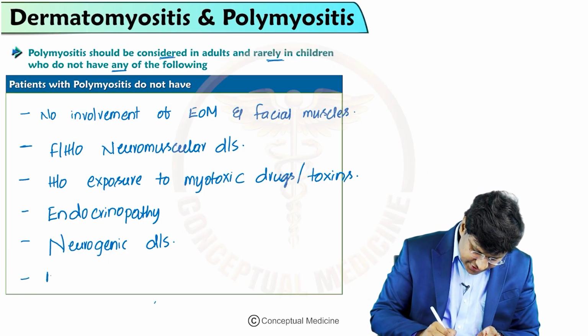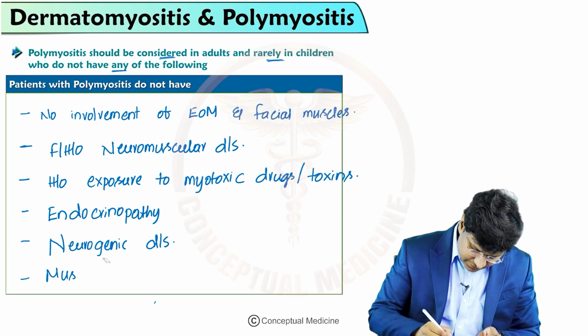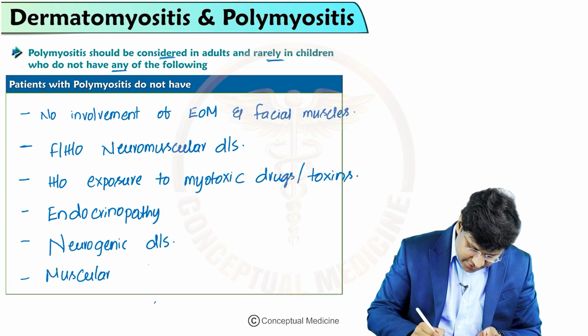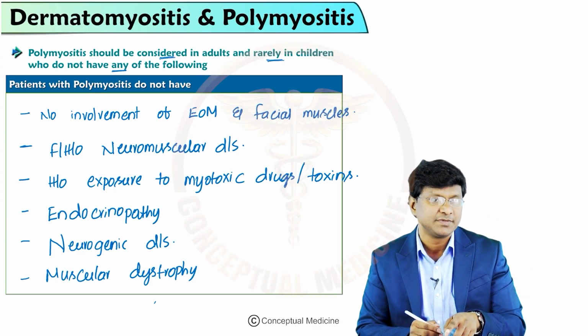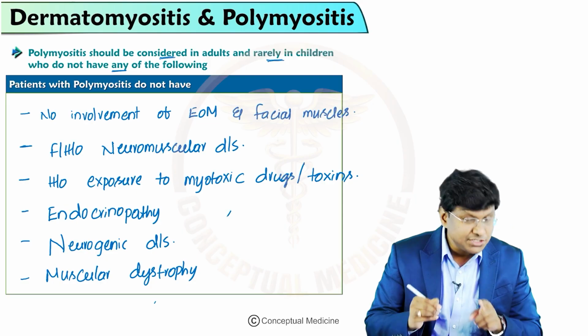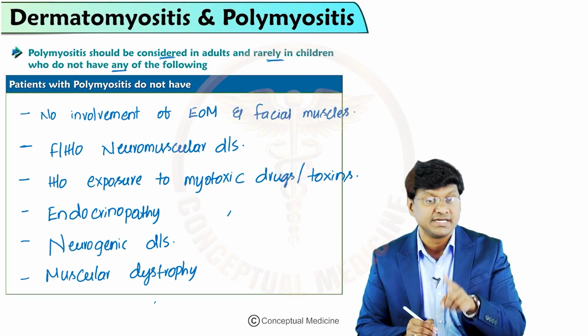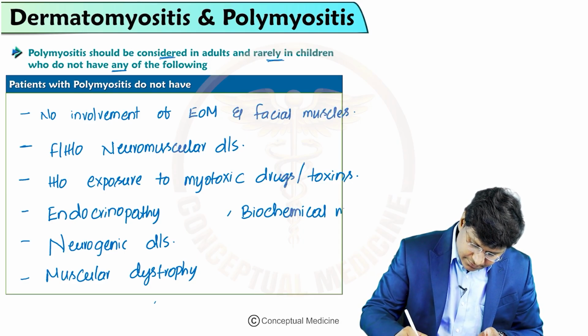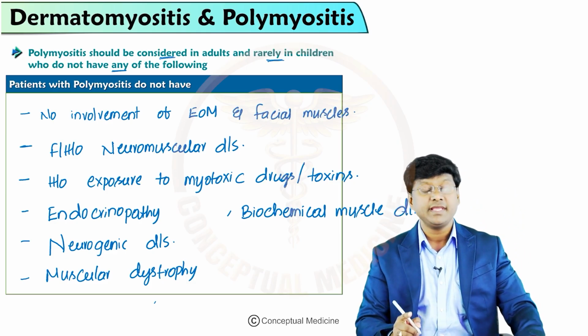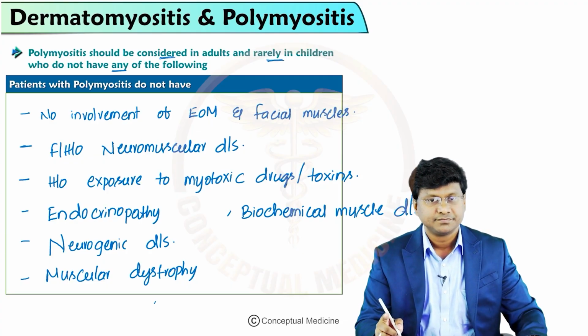And they should not have any history of muscular dystrophy, right? Because even muscular dystrophies have proximal muscle weakness, right? And they should not have any biochemical muscle disorder.